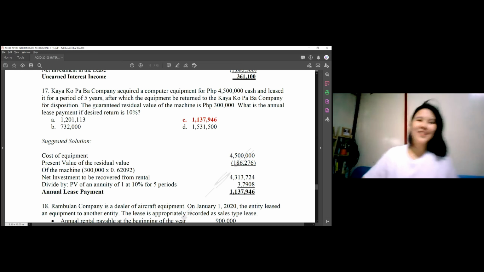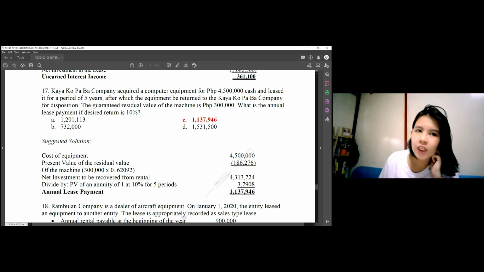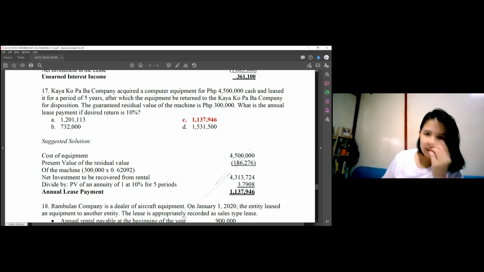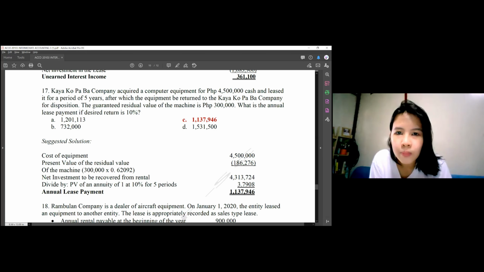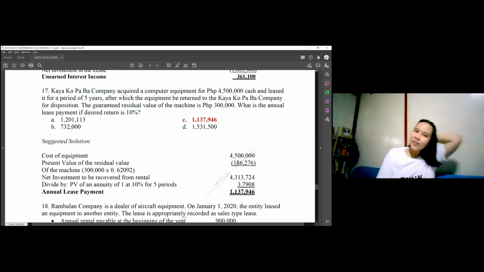Ayun. Okay, sabi, number 7, kaya ko pa ba company acquired a computer equipment for 4.5 million cash and leased it for a period of 5 years. After which the equipment be returned to the company for disposition. So, the guaranteed residual value for the machine is 300,000. What is the annual lease payment if desired return is 10%? Oh my. So, okay.